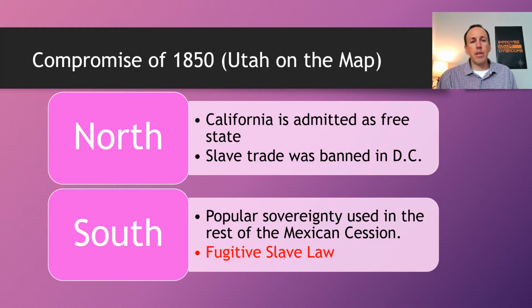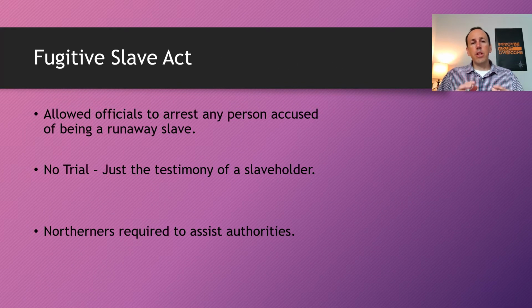All right. Also part of the Compromise of 1850 was something called the Fugitive Slave Law. What does that mean? Let's look into it. The Fugitive Slave Act.